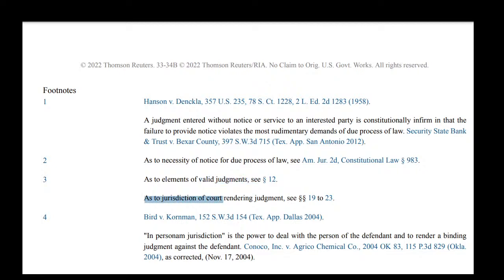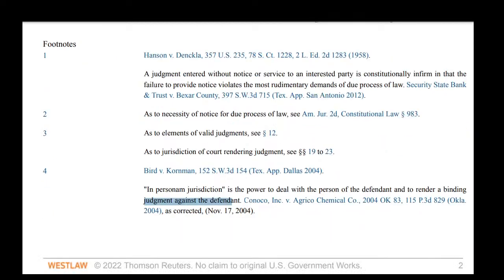And as to jurisdiction of court rendering judgment, in personam jurisdiction is the power to deal with the person of the defendant and to render a binding judgment against the defendant. Now, do you see this wording here? In personam jurisdiction is a power to deal with the person of the defendant and to render a binding judgment against the defendant. This is 2004, Oklahoma. Person of the defendant.